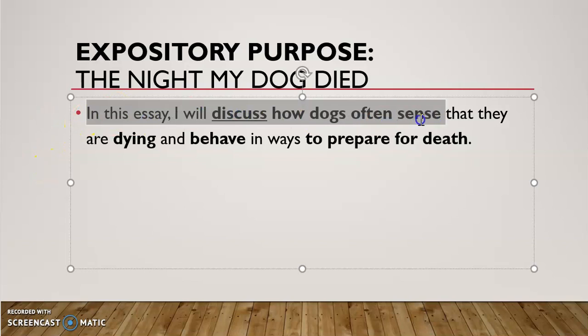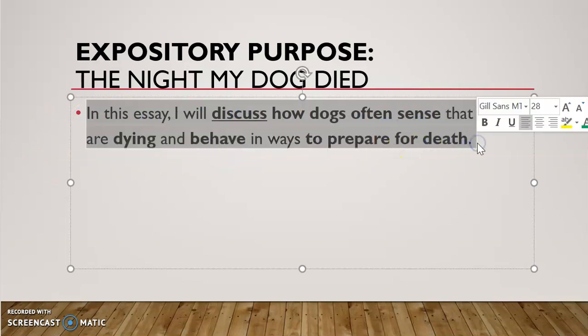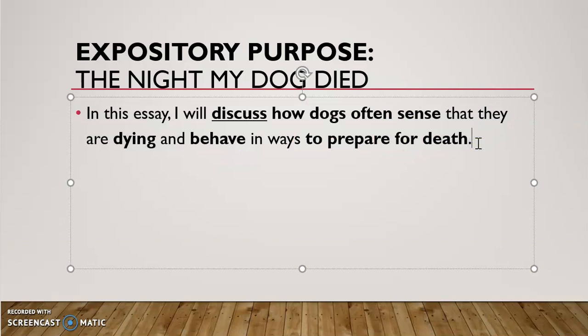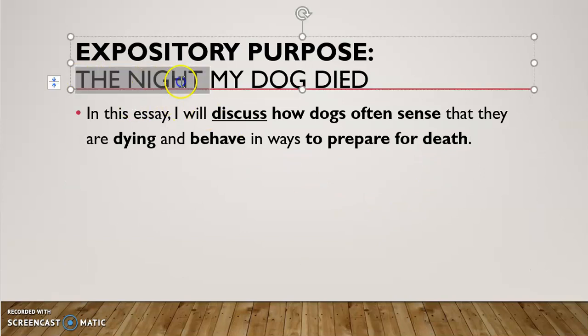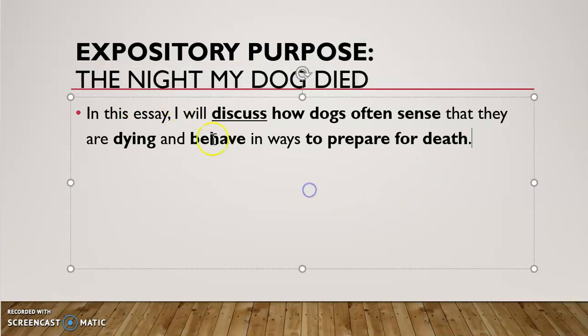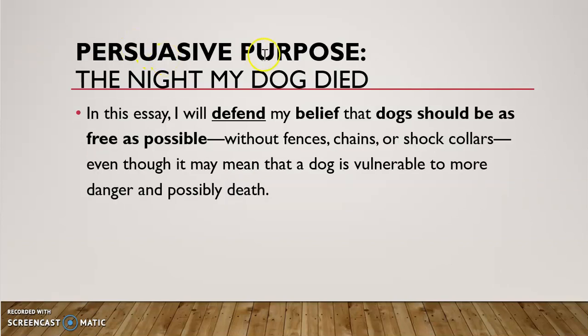So here we have, in this essay, I will discuss how dogs often sense that they are dying and behave in ways to prepare for death. So notice, expository is to explain, and this essay is going to explain, right, how dogs sense they're dying and thus behave in ways to prepare for death. So it's the same topic, the night my dog died, but I'm taking an approach for expository instead of literary. And finally, we have persuasive purpose.